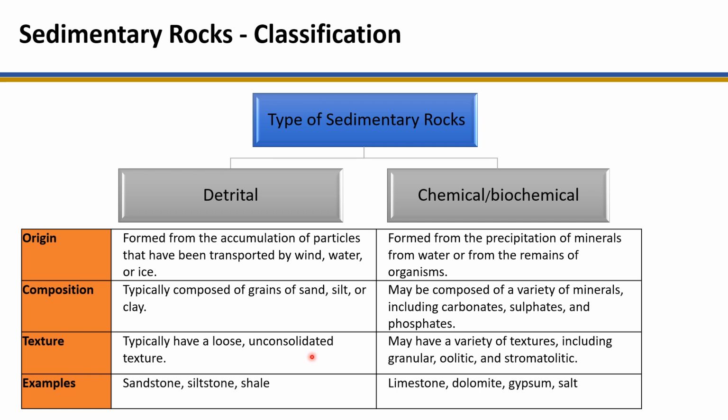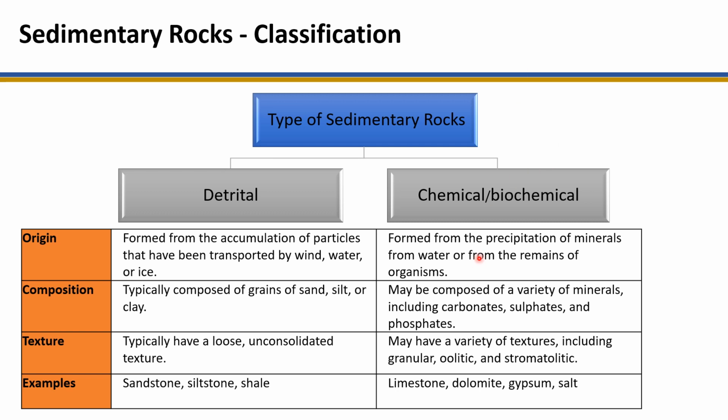The texture of detrital sedimentary rock refers to the size, shape, and arrangement of the clasts. The texture of detrital sedimentary rocks can be described using a variety of terms such as coarse grain, fine grain, well sorted, or poorly sorted.